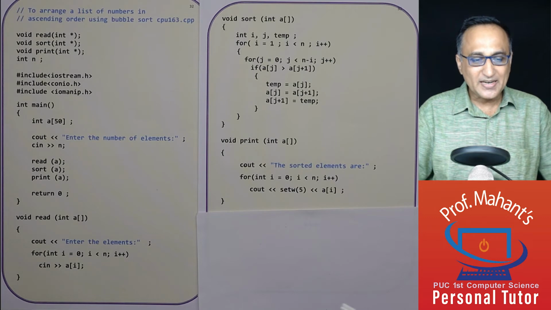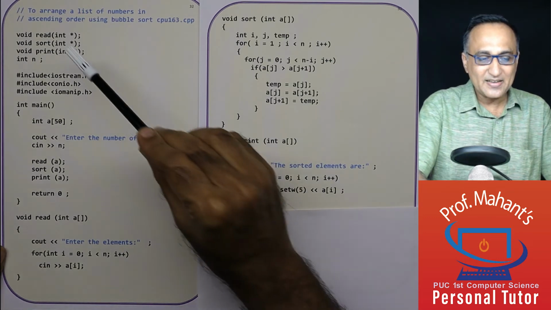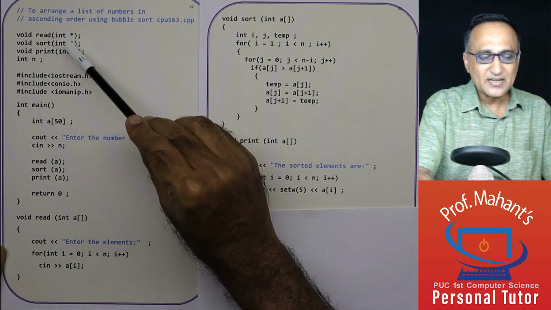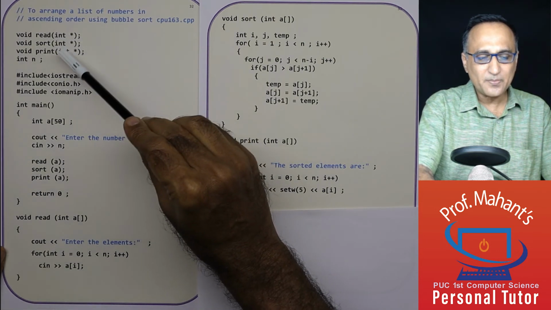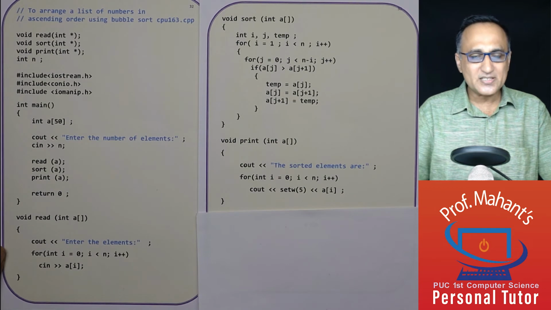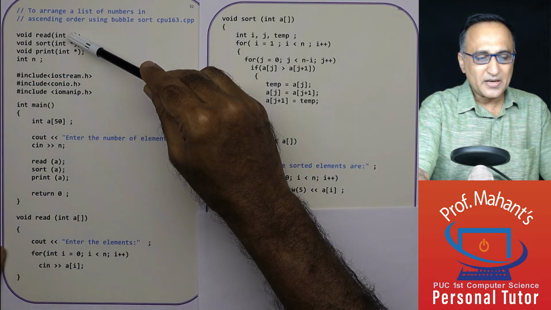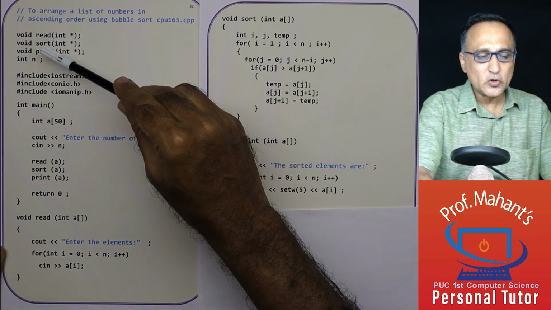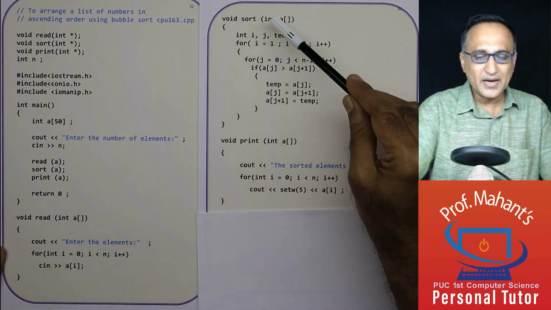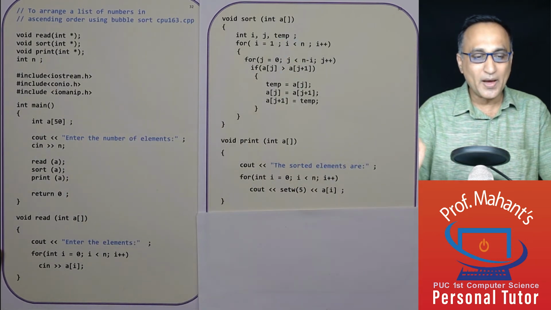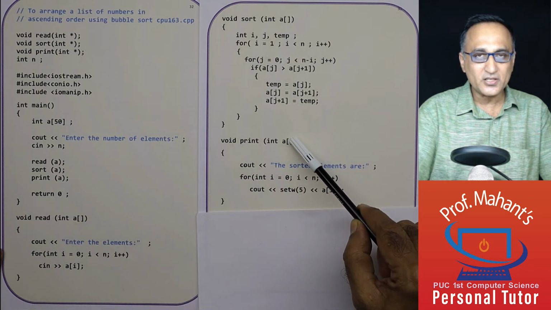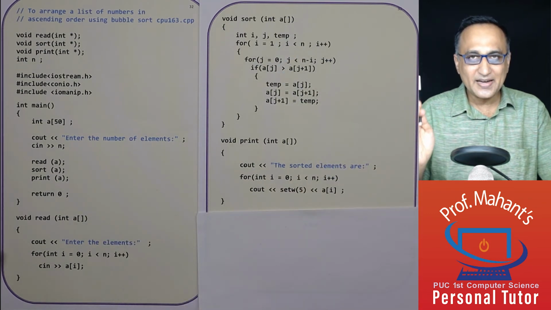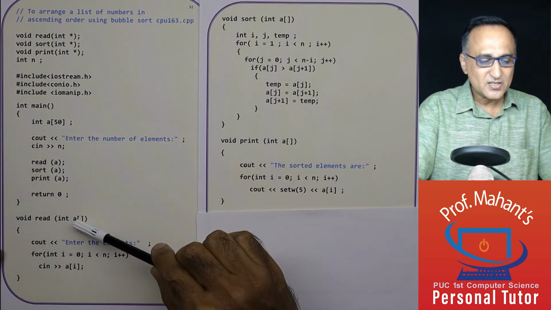Now, just to indicate that I am passing the address, in the prototype we have int star, int star, int star. So read is int star, sort is int star, print is int star. What it means is that whatever parameter is being sent to read, sort and print is going to be an address. They are not going to be values. The star indicates that all three A's represent the address of the starting location of an array.